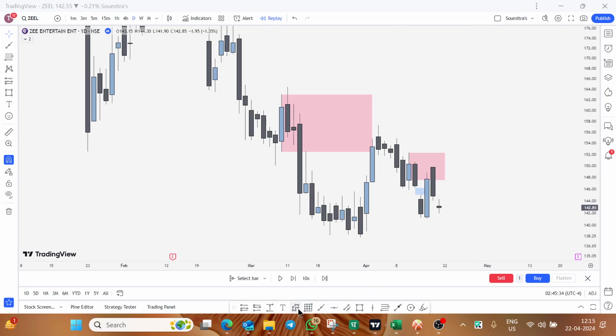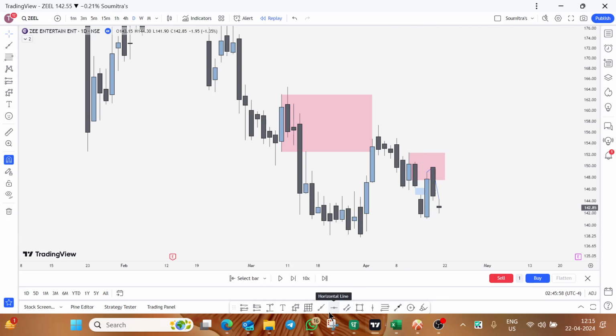And moreover, this is a swing high, and the third candle of this swing high has already broken the low of the second candle, and therefore this is a strong bearish bias.